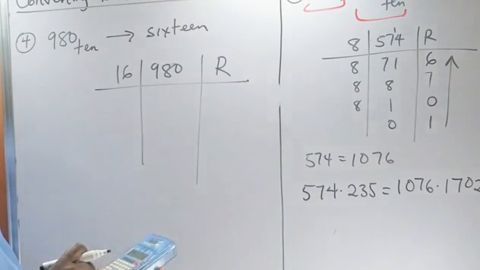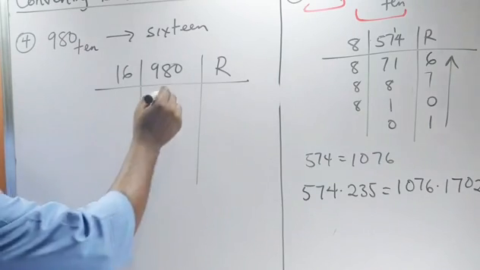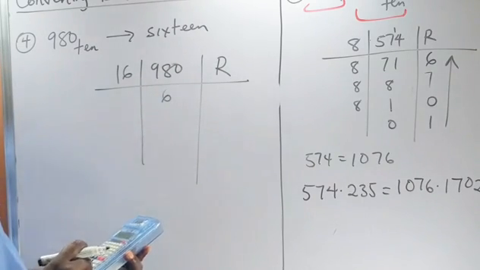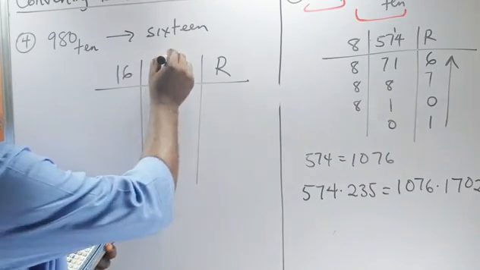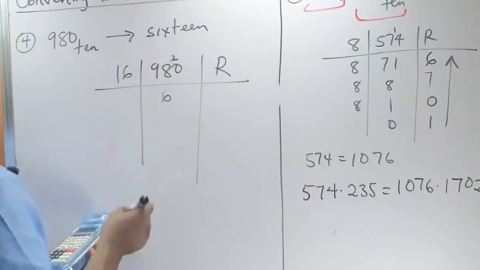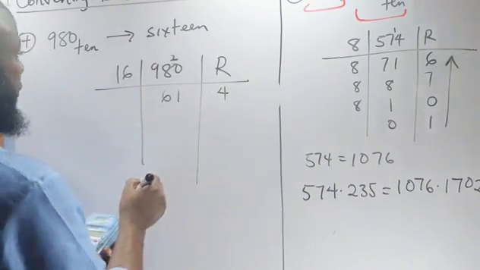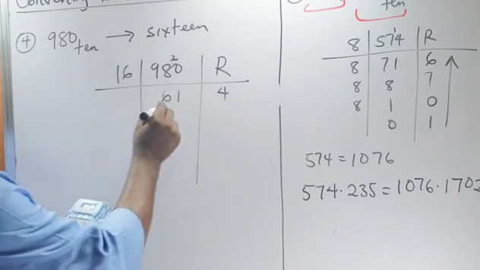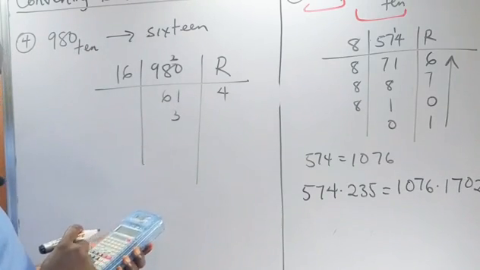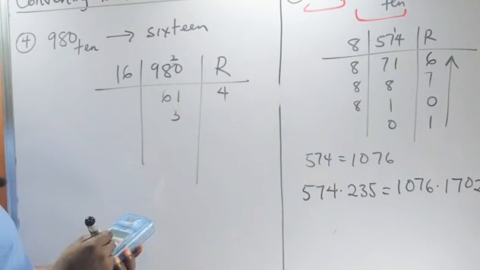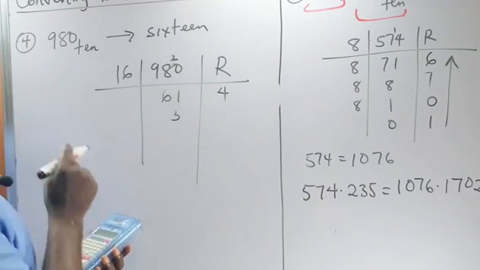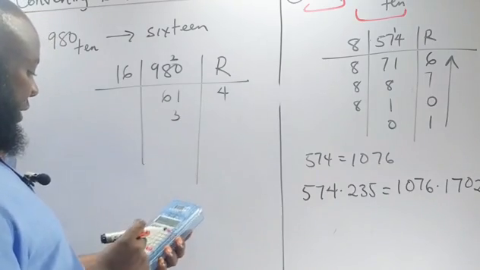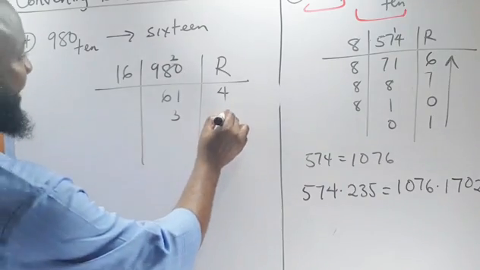980 divided by 16 gives 61. 61 times 16 gives us 976, remainder 4, right? So 61 divided by 16 gives 3. So 3 times 16 gives 48. So 61 minus 48 gives 13. So are you going to write 13 down here?